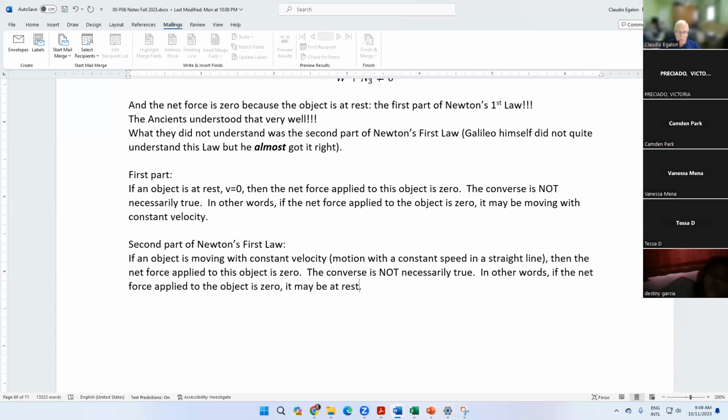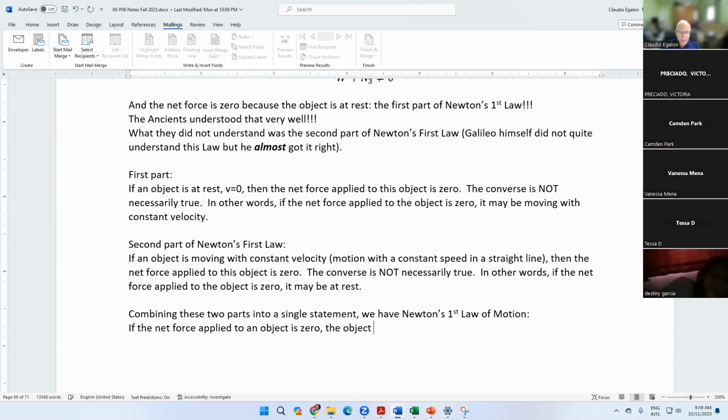Okay? So combining these two parts into a single statement, we have Newton's first law of motion: if the net force applied to an object is zero, the object will be either at rest or moving with constant velocity. And the converse in this case is true.